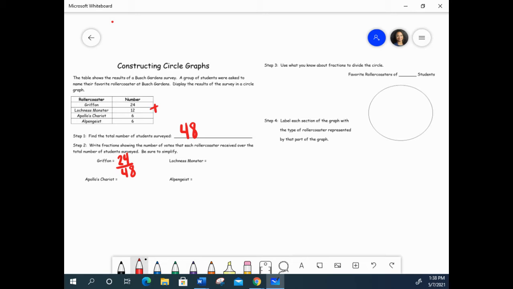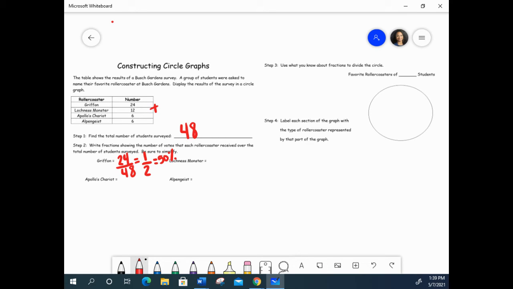Now, I do know that 24 over 48 does simplify. 24 can go into 24 once, and 24 can go into 48 twice. You could have used 2 to try and help you. You just would have had to simplify multiple times. Now, 1/2 as a percentage, you guys should already know that from our FDP unit, is 50% or half.